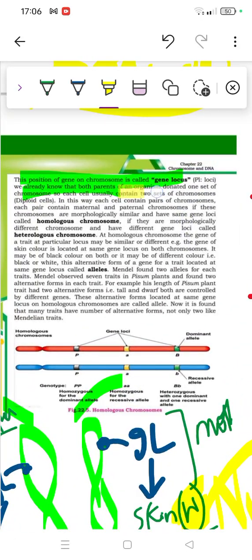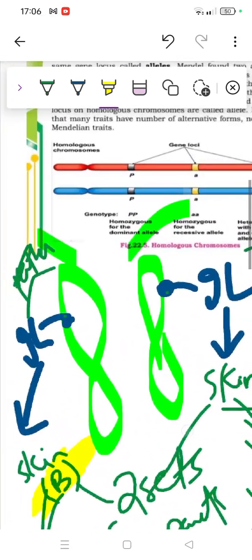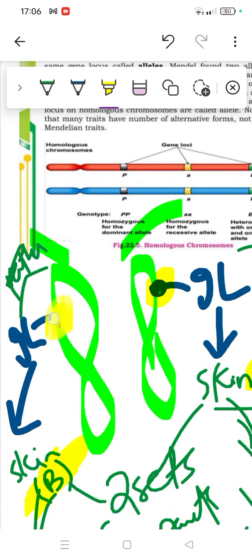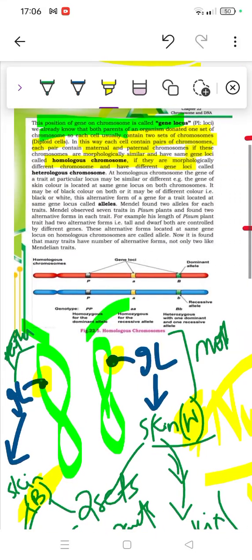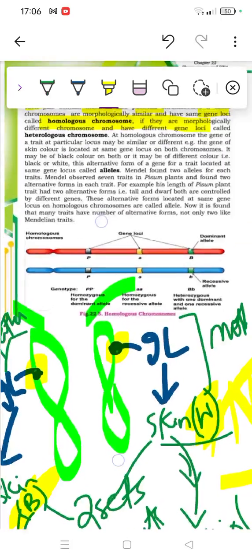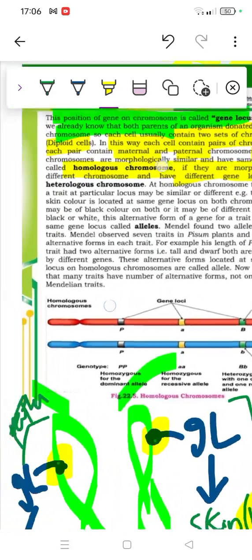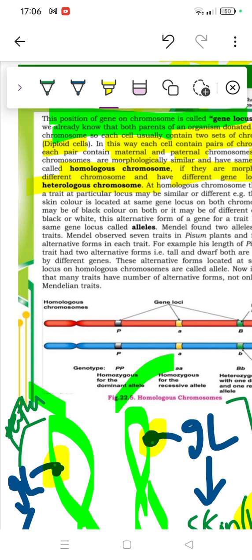So we know there are two sets of chromosomes, they are simply pairs, and one we get from maternal, this means our mom, and the paternal chromosome from our father. These chromosomes basically have the same gene loci. When the gene loci positions are the same, then we call that chromosome a homologous chromosome, right? And chromosomes that are morphologically different and have different gene loci are basically called heterologous. Homo means same, hetero means different.